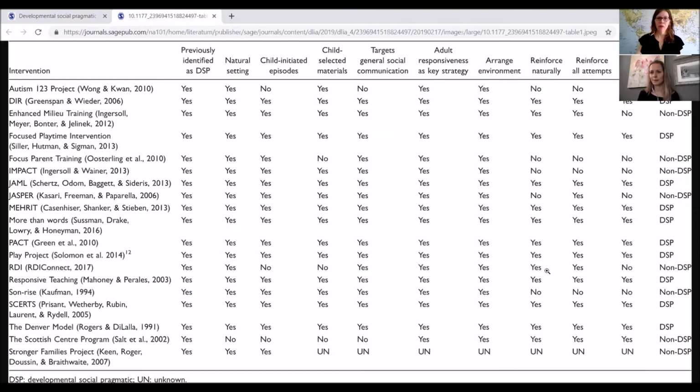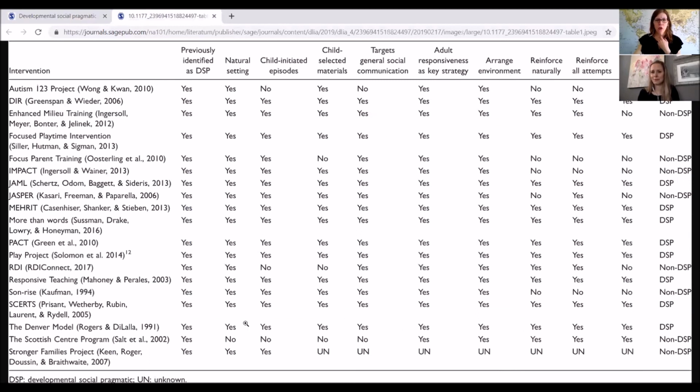Wonderful. And just again, a reminder to listeners that at affectautism.com, under Developmental Social Pragmatic, if you search that, you'll see it'll be a video podcast up on YouTube or in the blog. You can link to this article, and this Table 1 from the article we're showing right now, along the top: natural setting, child-initiated episodes, child-selected materials, yes or no; targets general social communication, yes or no; adult responsiveness as a key strategy, yes or no; arrange the environment, yes or no; reinforce naturally, reinforce all attempts, or only indirect prompts. And that, whether it's yes or no, determines whether you categorize it as DSP or not.